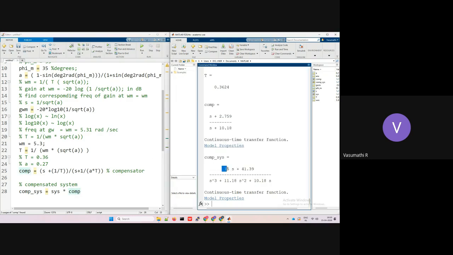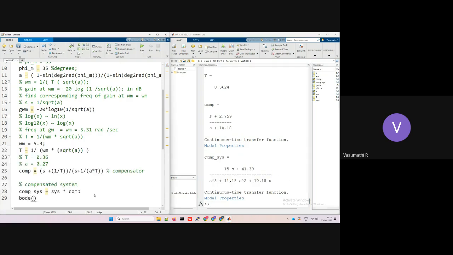So this is my compensated system. The transfer function has been increased from s square to s cube, as my compensator has an s term. So this is my overall compensated system. Now I am going to plot a Bode plot for this compensated system, just to compare, I'm plotting it in a different figure.